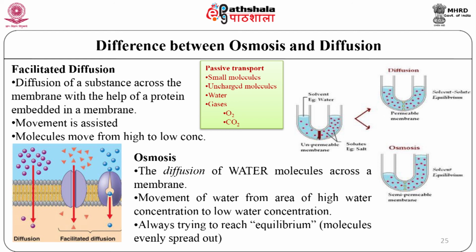Next is osmosis. The diffusion of water molecules across the membrane is known as osmosis. It is the movement of water from an area of high water concentration to an area of low water concentration. It is always trying to reach equilibrium, that is, molecules are evenly spread out.